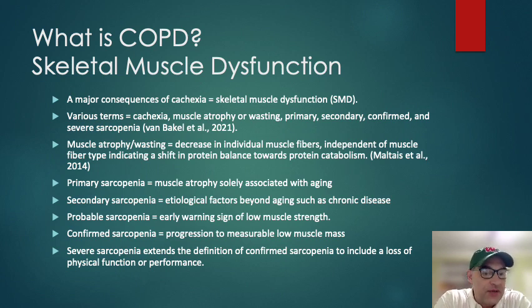Now, we see a lot of terms thrown around to describe the state of muscle, skeletal muscle. Cachexia, muscle atrophy or wasting, primary, secondary, confirmed, or severe sarcopenia. It gets a little bit confusing as we get into the sea of terminology, but we have some standardized definitions. Muscle atrophy or wasting is really a decrease in individual muscle fibers independent of fiber type, indicating a shift in protein balance towards protein catabolism.